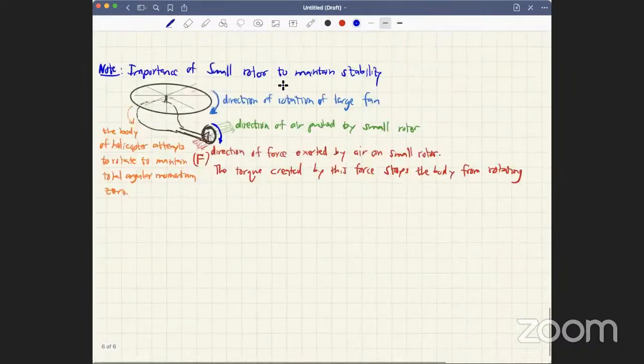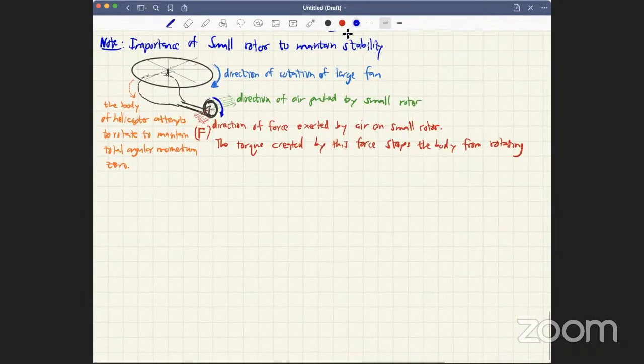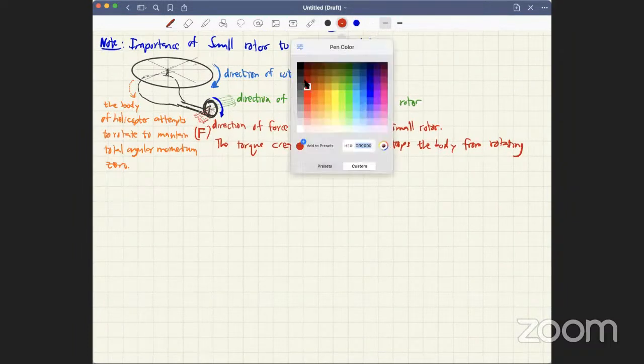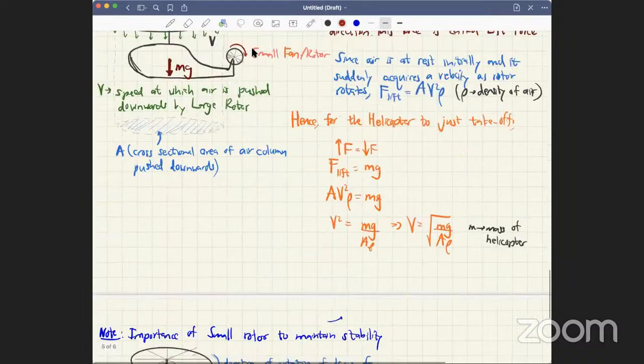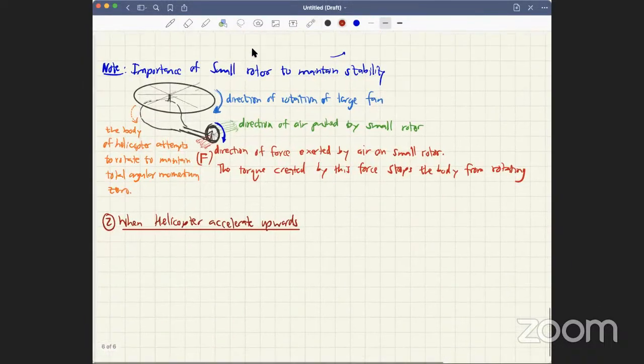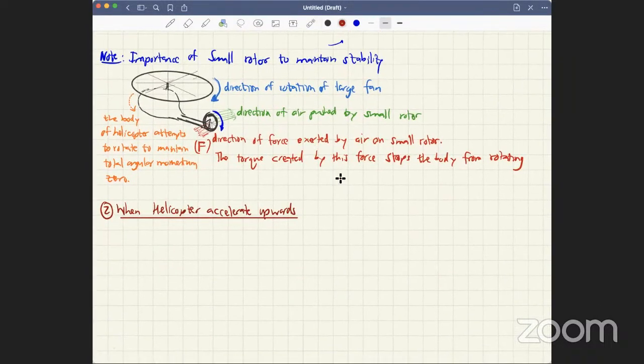First was taking off. Second topic, now let's say the helicopter is accelerating upwards. When the helicopter accelerates upwards, what should happen? If you want the helicopter to accelerate upwards, what is the condition, people? For the helicopter to accelerate upwards, lift force must be greater than mg. Exactly, lift force must be greater than mg.